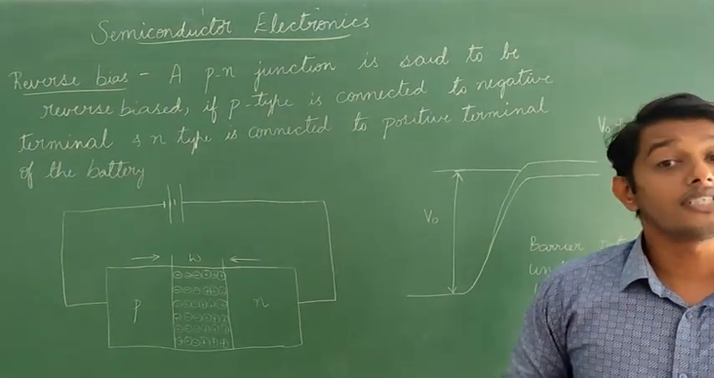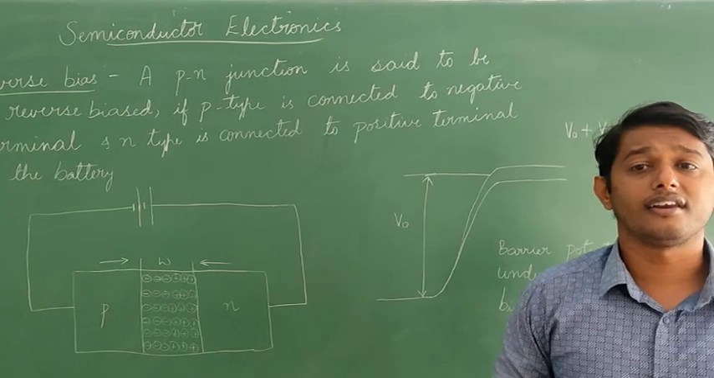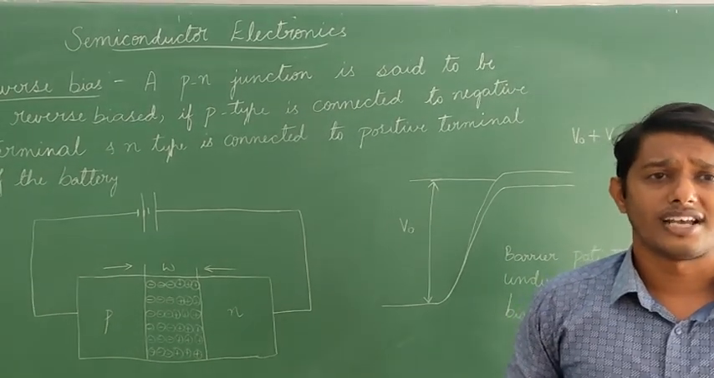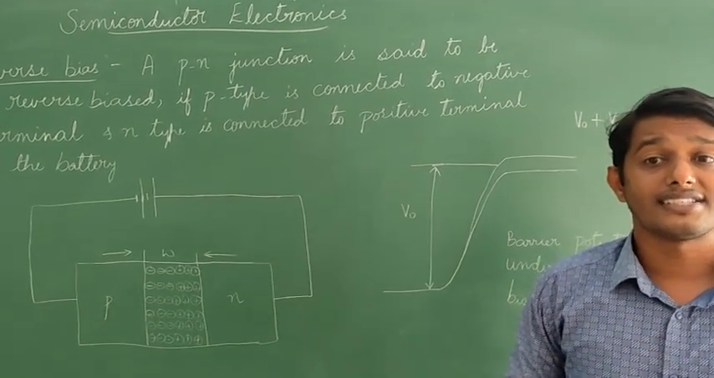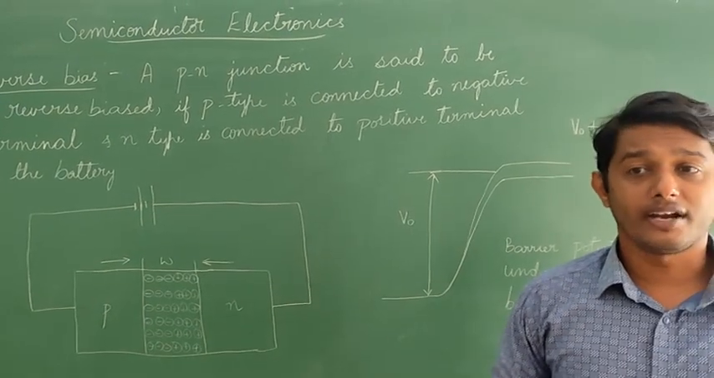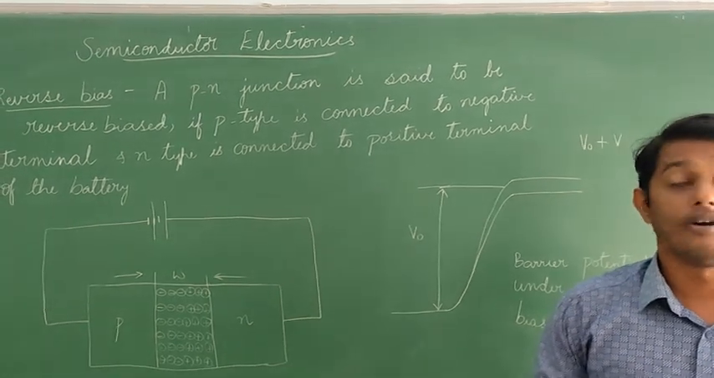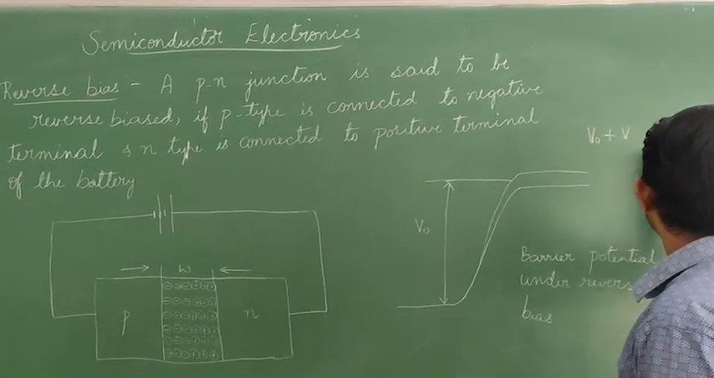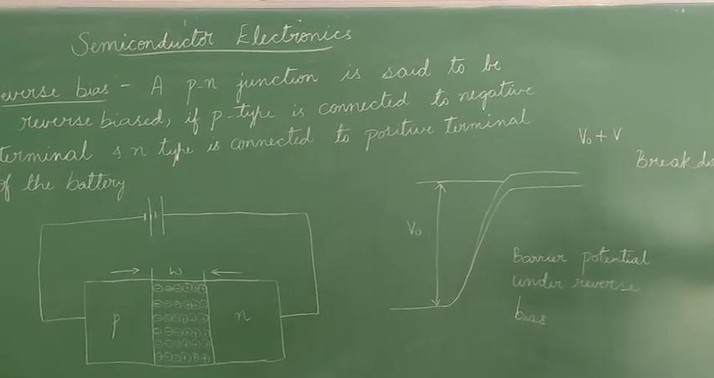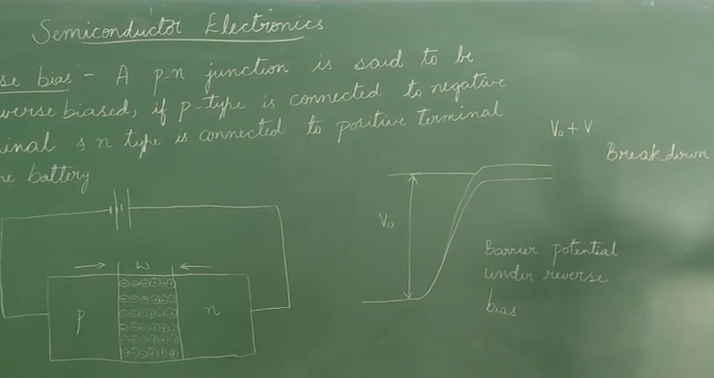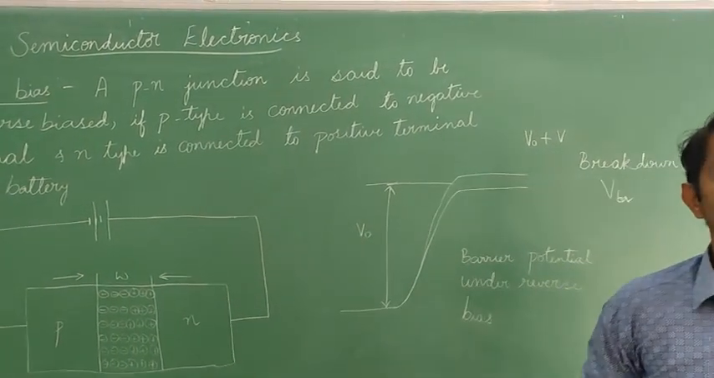The current under reverse bias is essentially voltage independent up to a critical reverse bias voltage known as the breakdown voltage. This is said to be VBR. So this is the breakdown voltage.